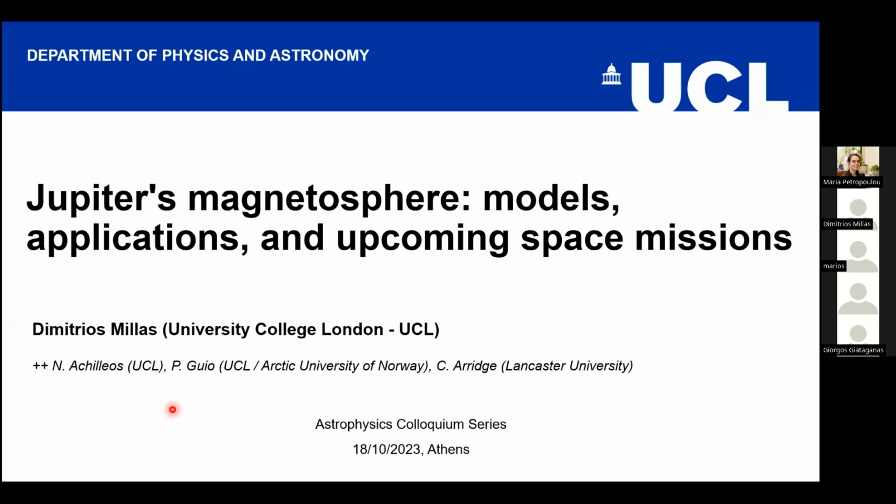This will be mostly tutorial style, just to highlight the differences between the terrestrial magnetosphere and the Jovian magnetosphere. Using these models, a couple of applications that we can use these models for, and then I will finish the talk by mentioning some upcoming space missions.